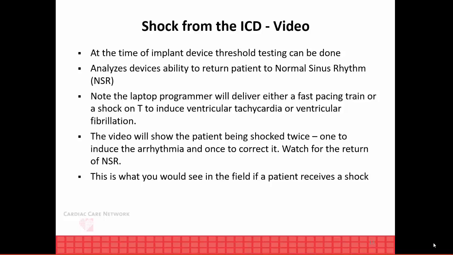So note, I want you to look at the laptop programmer. It looks like a laptop, and look at normal sinus rhythm. What's going to happen is the person is actually going to induce ventricular arrhythmia by a shock on T. So you will see the patient get an initial shock. You'll see the rhythm go into ventricular fibrillation, and several seconds later you'll note the device actually delivering the shock and returning the patient to normal sinus rhythm.